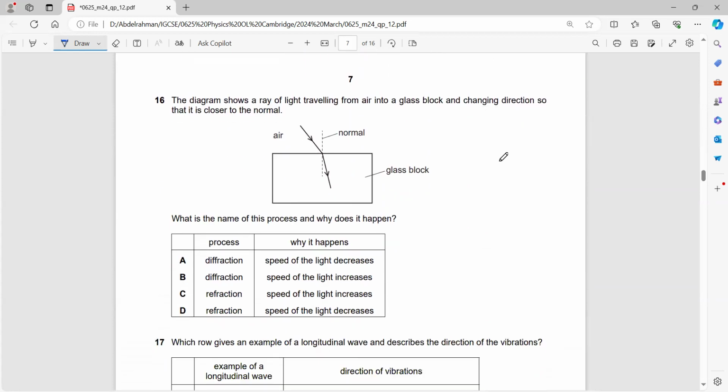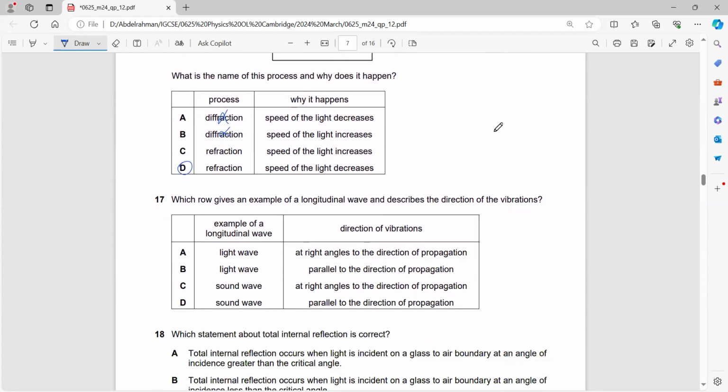This process is called refraction, definitely not diffraction. Why refraction? Because the speed decreases when it enters the glass block.